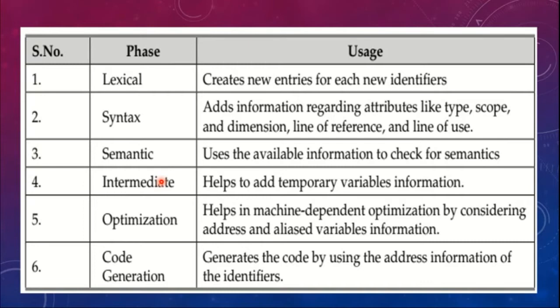For that purpose we are using the symbol table in code optimization. And the final thing is code generation. In this phase we are using the symbol table information, such as the addresses of the several variables, to generate the target code. Such information and addresses can be used by the code generator to generate the target code. So these are the different phases that use the symbol table in the compilation process.